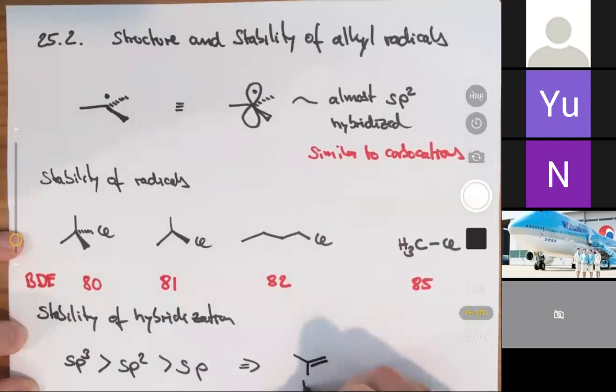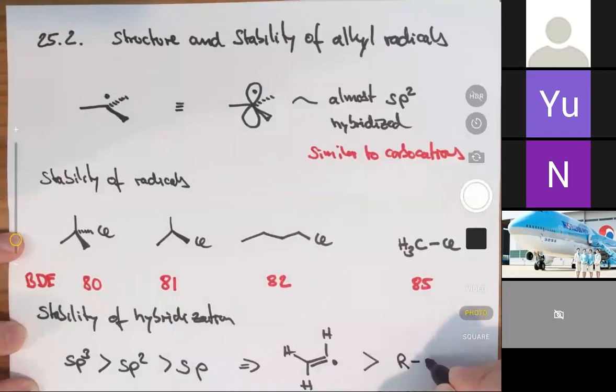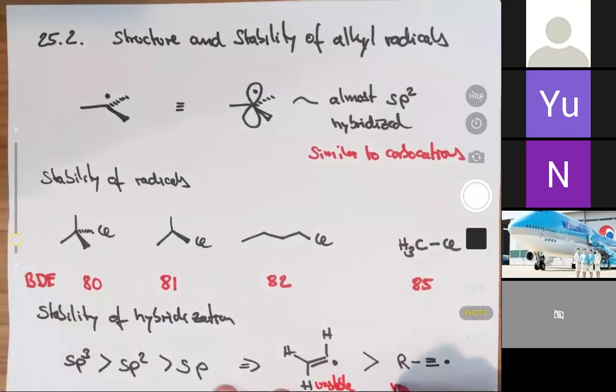So that means essentially, if we had a radical at an sp2 center, those tend to be very unstable. And even more unstable ones would be, for example, the ones that have a radical at an sp hybridized carbon atom. So if you have something like this, the stability goes essentially along the same scale that we expected for the carbocations: unstable, and very unstable here.